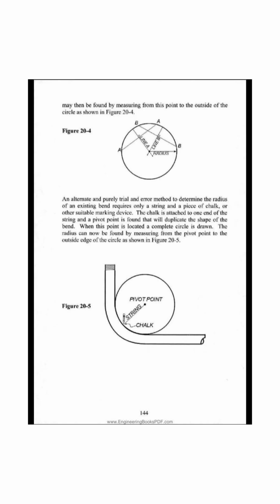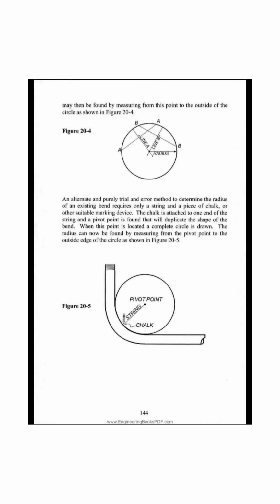An alternate and purely trial and error method to determine the radius of an existing bend requires only a string and a piece of chalk, or other suitable marking device. The chalk is attached to one end of the string and a pivot point is found that will duplicate the shape of the bend. When this point is located, a complete circle is drawn. The radius can now be found by measuring from the pivot point to the outside edge of the circle as shown in figure 20:5.